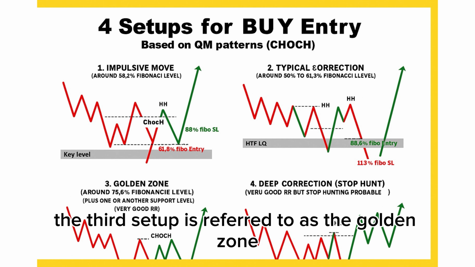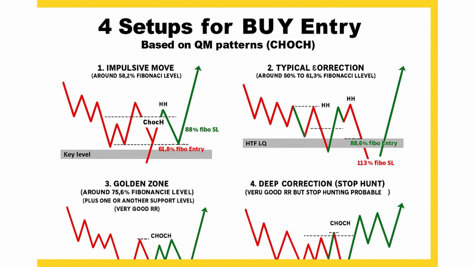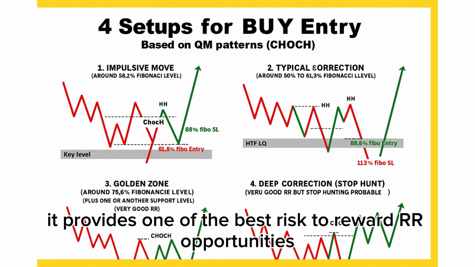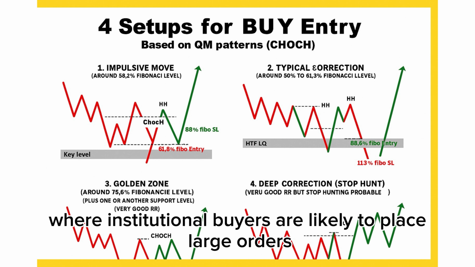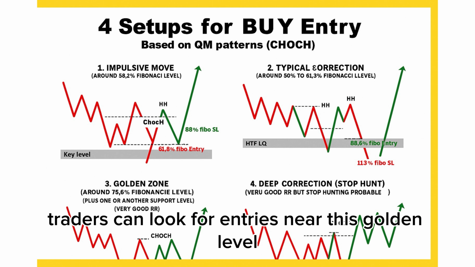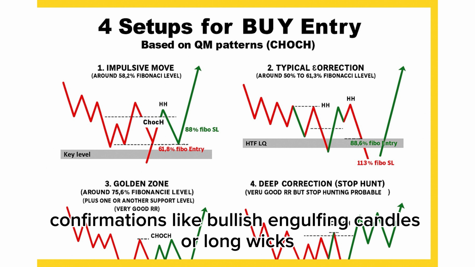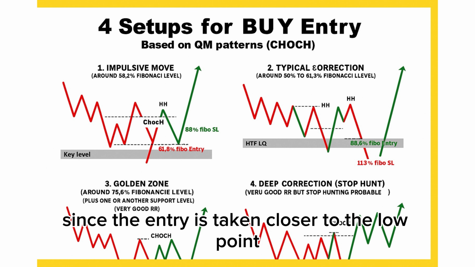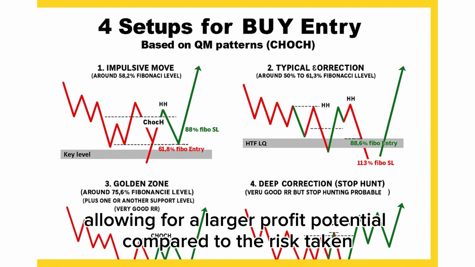The third setup is referred to as the golden zone, forming around the 75.6% Fibonacci level. It provides one of the best risk-to-reward, RR, opportunities because the retracement is deep enough to test strong support areas where institutional buyers are likely to place large orders. After observing a CHoCH that signals a potential reversal, traders can look for entries near this golden level, often supported by price action confirmations like bullish engulfing candles or long wicks. Since the entry is taken closer to the low point, the stop loss can be placed tightly below the support, allowing for a larger profit potential compared to the risk taken.